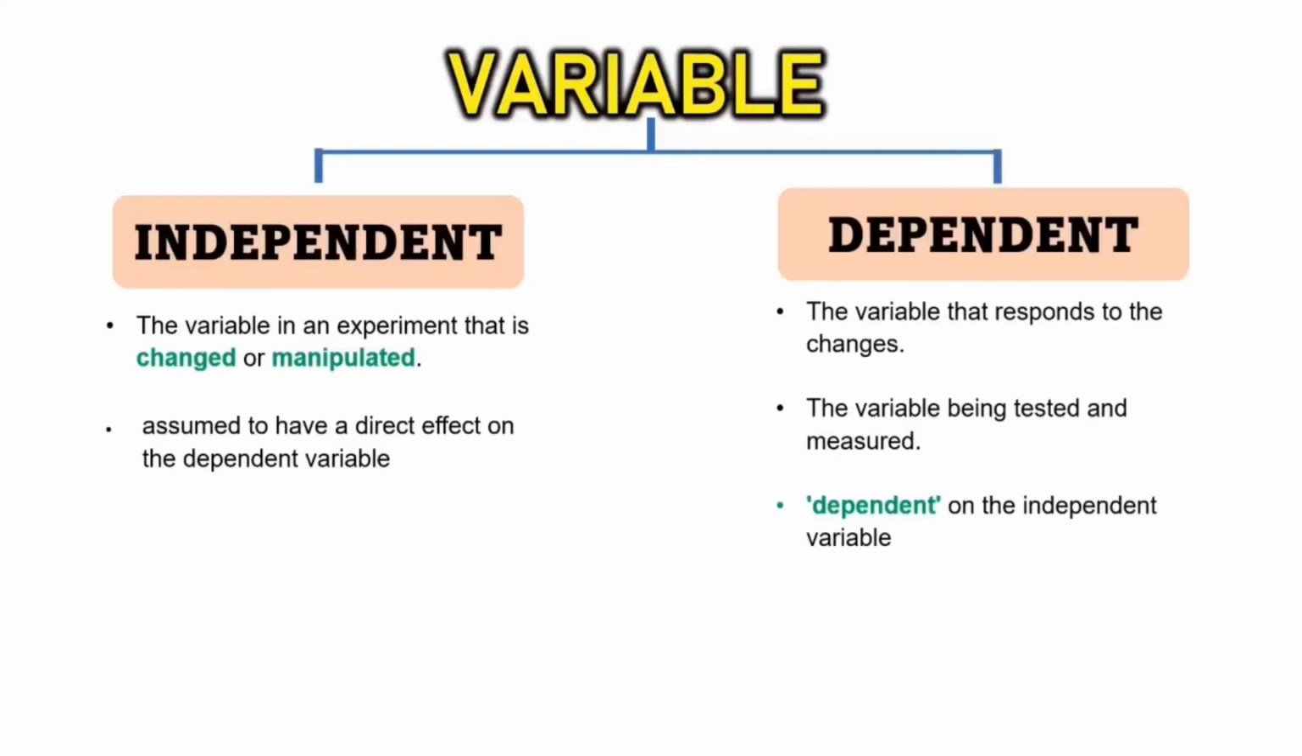On the other hand, dependent variable is the variable that responds to the changes. It is the variable being tested and measured. As the name implies, it is dependent on the independent variable.